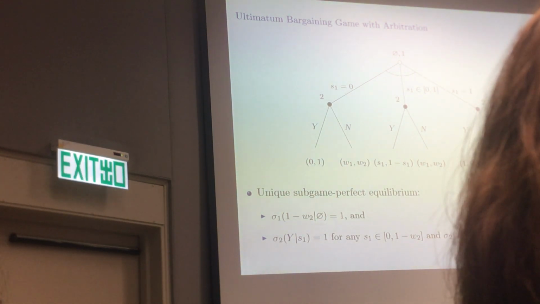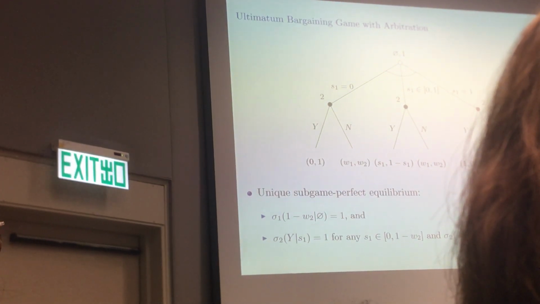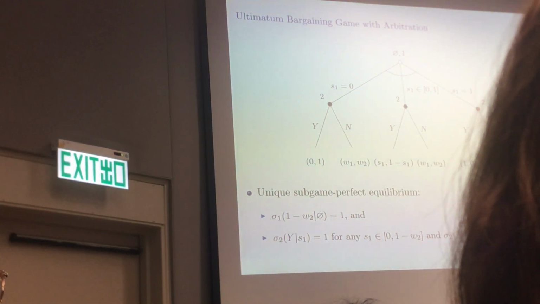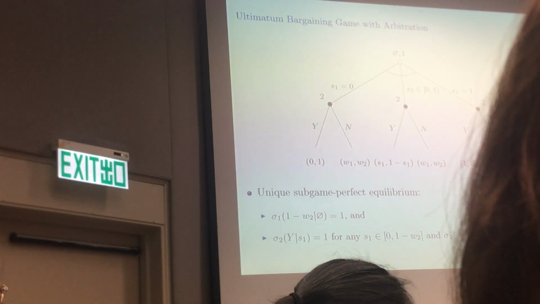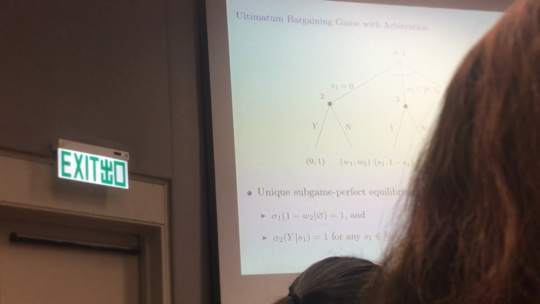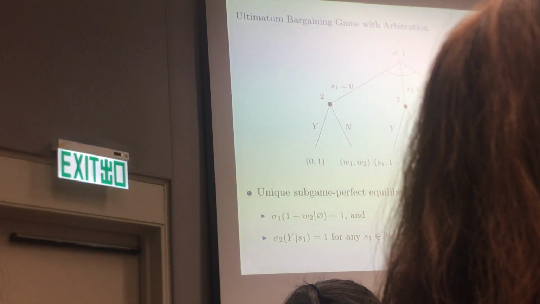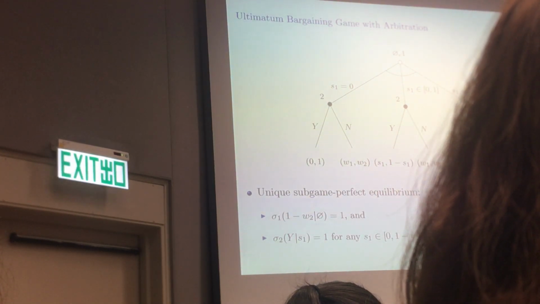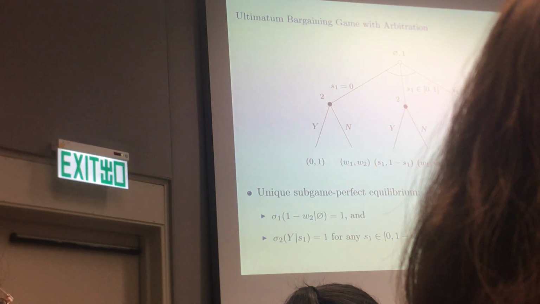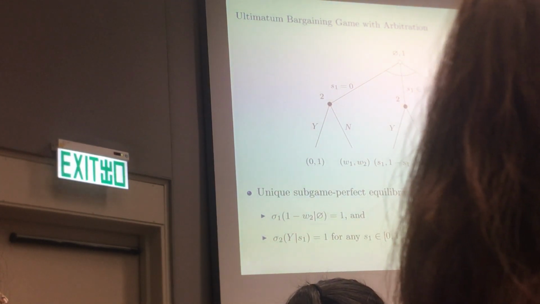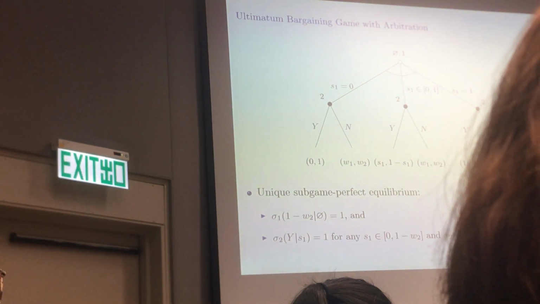Let me repeat one more time. Player 2's strategy is: I'm going to say yes as long as your offer is less than this threshold, but I'm going to say no if your offer is larger than this threshold. That is player 2's strategy. And then player 1, given that strategy of player 2, will choose S1 equal to 1 minus W2, and player 2 will choose yes.